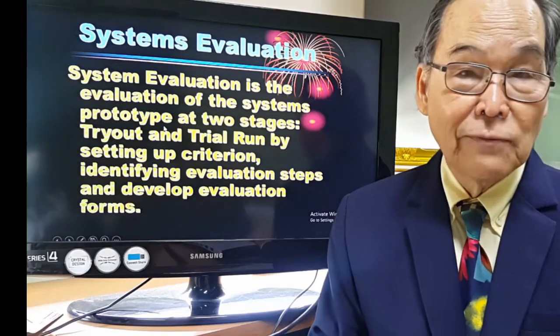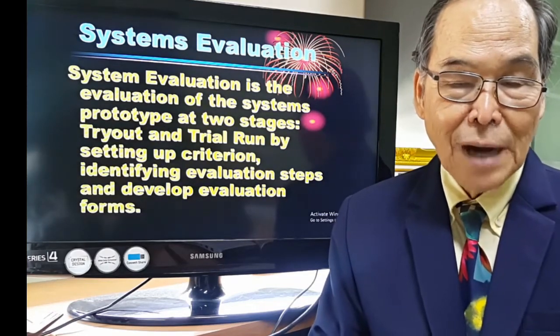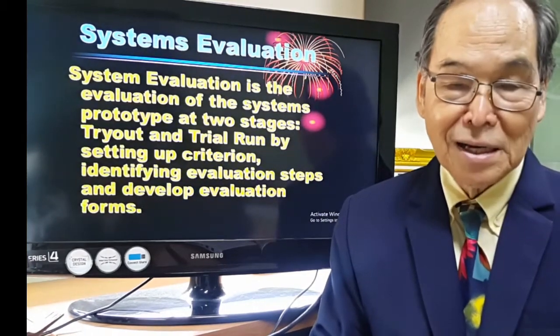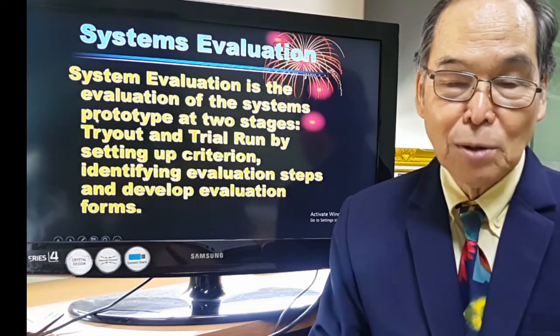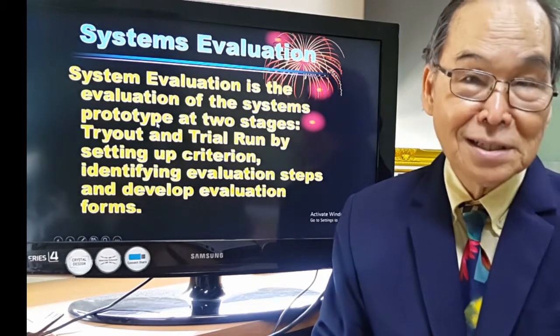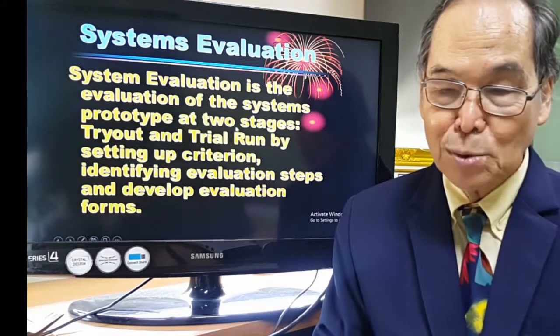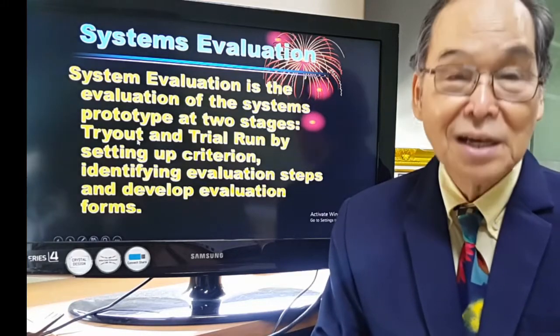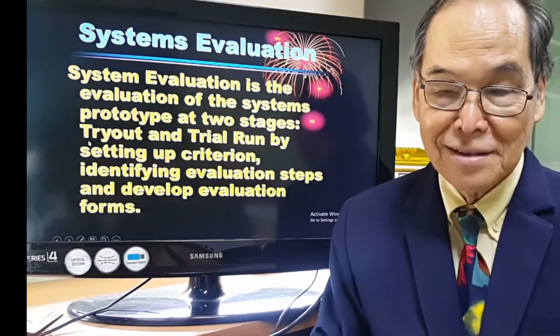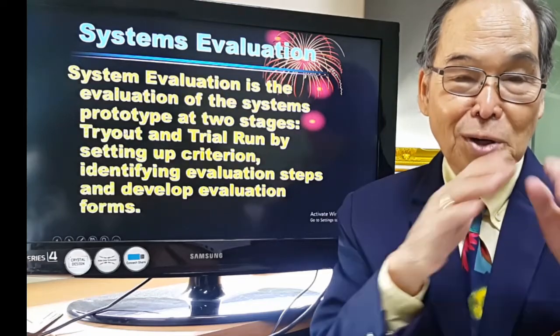Prototype: proto means first. Type means thing, first thing. So prototype is the first one. Okay. At 2 stages: try out and trial run. Try out means you put it in step by step.